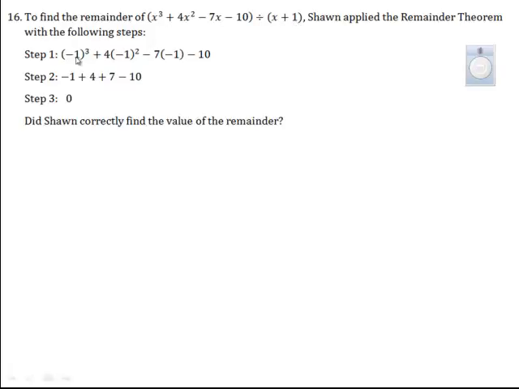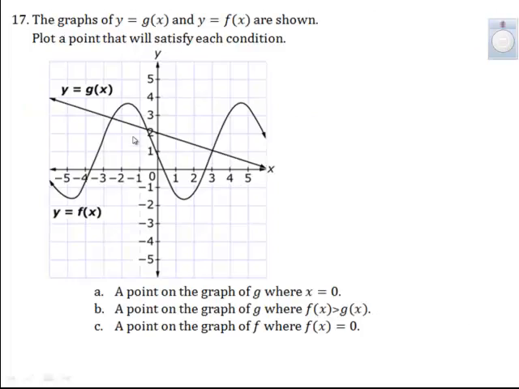So he substituted it in. -1 cubed would be -1. That looks right. And then -1 squared, which would be +1, times 4 would be 4. -1 times -7 would be +7, and then -10. Okay, so let's see if he then did the math right here. So negative 1 plus 4, that would be 3, plus 7 would be 10, minus 10 would be 0. So did Sean correctly find the value of the remainder? Yeah.